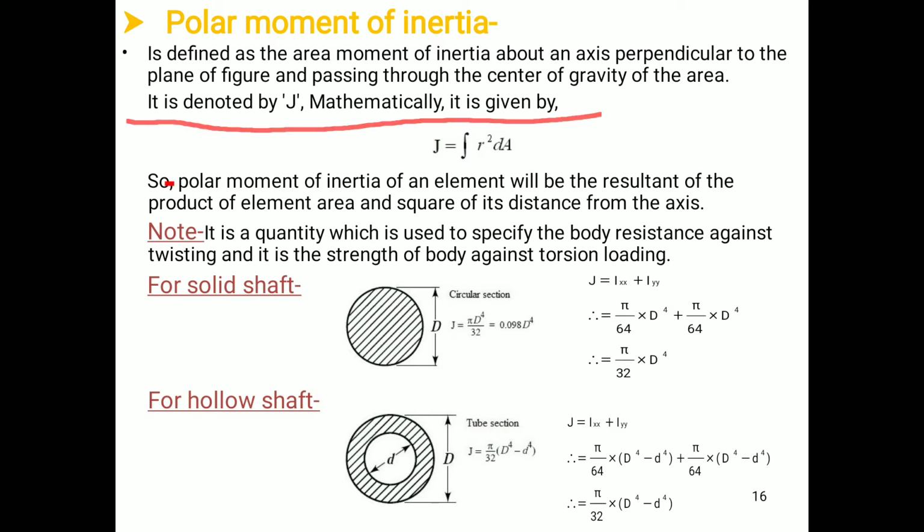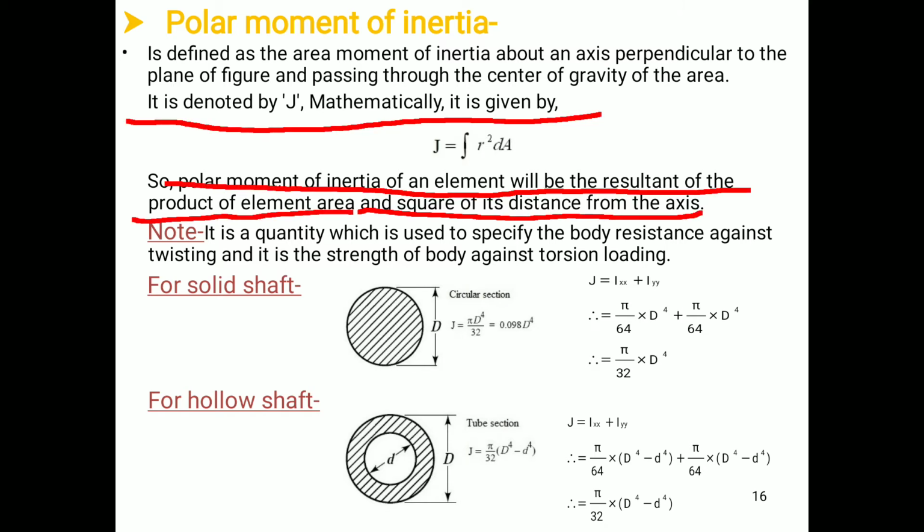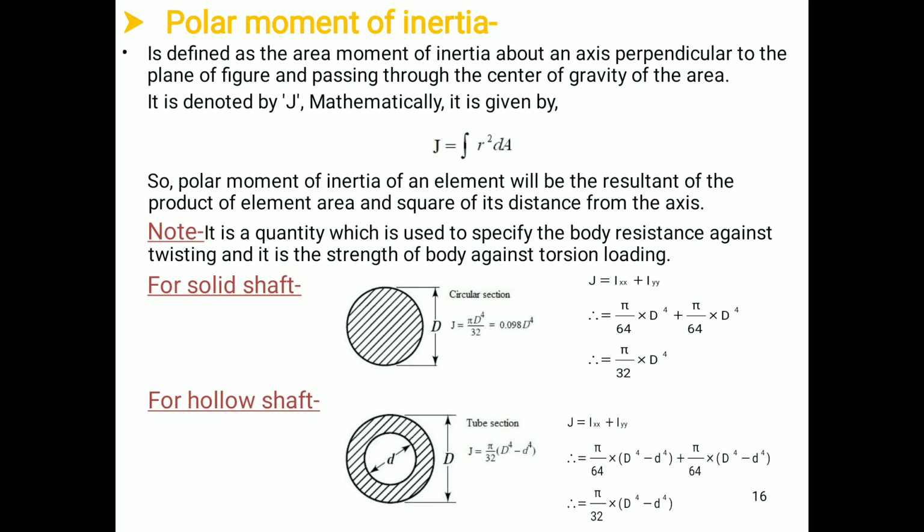So the polar moment of inertia of an element will be the resultant of the product of the element area and the square of its distance from the axis. So what is polar moment of inertia? It is the resultant, resultant means integration, so we are adding all those values, of the product of elemental area, that is dA, and the square of its distance from its axis, that is r square. So mathematically it is given by J is equal to integration of r square into dA. So this is the polar moment of inertia, and its unit is mm raised to 4.